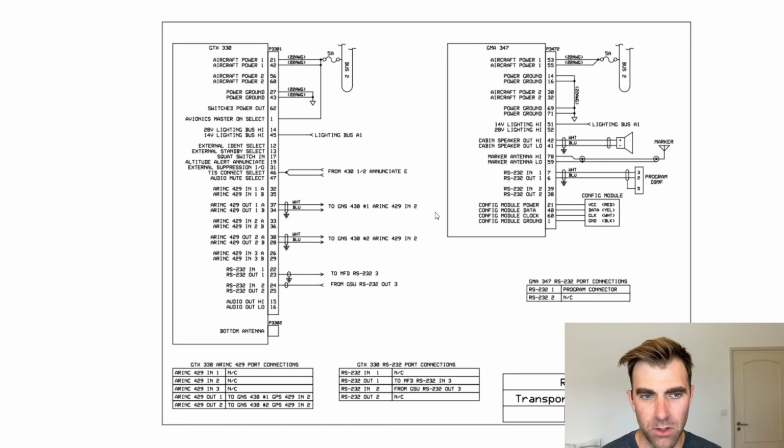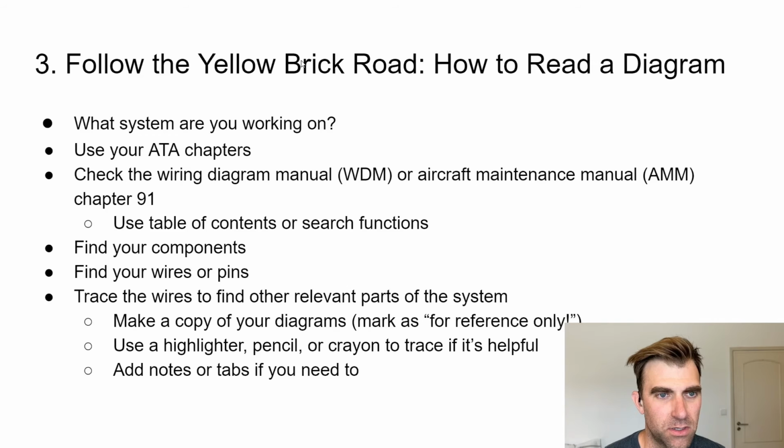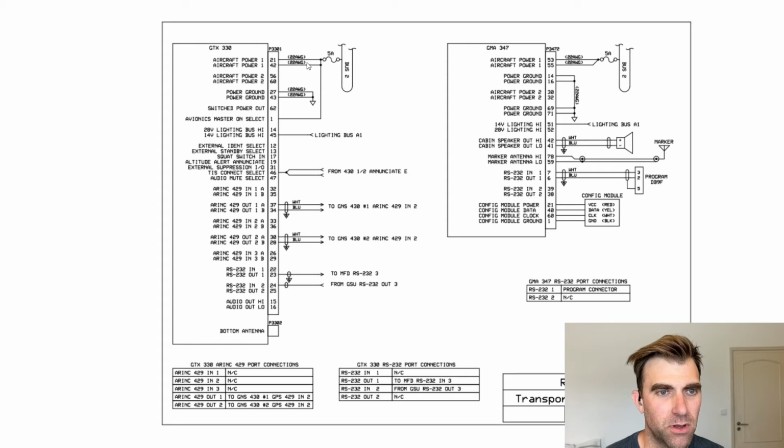Okay, I've got another example up here, to walk through more of what we have. Again, you've got the box here on the left-hand side, a GTX 330. This example is for a transponder audio panel. This was an example without ATA code, and the wires were not labeled, so they at least have the gauge of the wiring.